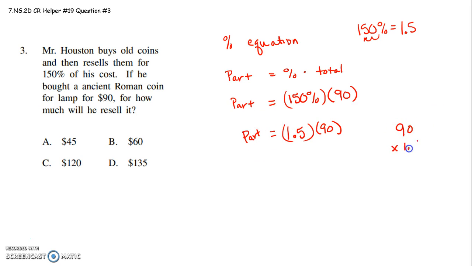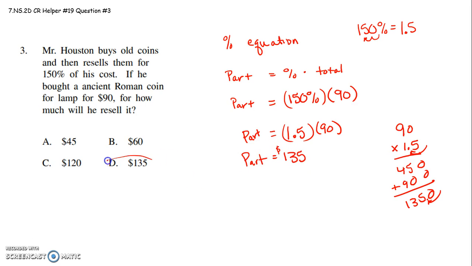90 times 1.5: 9 times 5 is 45, put a 0 placeholder, 1 times 0 is 0, 1 times 9 is 9, add those up, and I get 135. With 1 decimal place over, the part I'd be looking for is $135. There we have it.